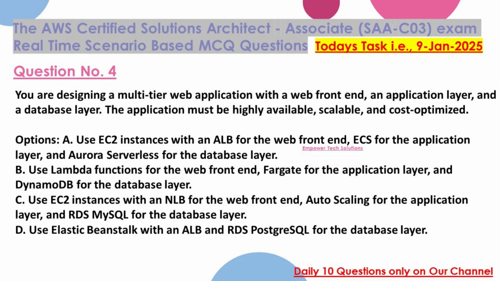Options. A. Use EC2 instances with an ALB for the web front-end, ECS for the application layer, and Aurora Serverless for the database layer. B. Use Lambda functions for the web front-end, Fargate for the application layer, and DynamoDB for the database layer. C. Use EC2 instances with an NLB for the web front-end, auto-scaling for the application layer, and RDS MySQL for the database layer. D. Use Elastic Beanstalk with an ALB and RDS PostgreSQL for the database layer.